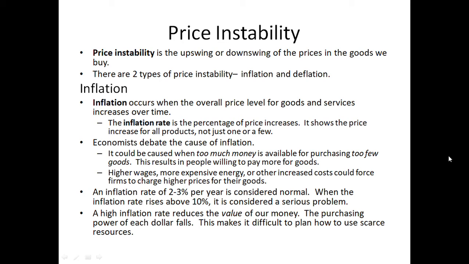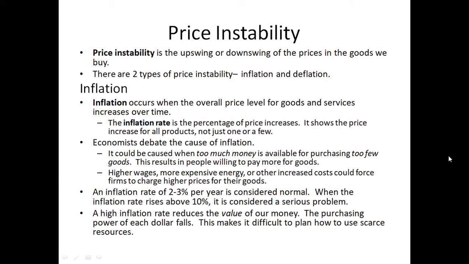Higher wages, more expensive energy, or other increased costs could force firms to charge higher prices for their goods also. So if we have other things happening in our economy, like more expensive energy and other increased costs, that could cause inflation too, because the prices are going to have to go up because the owners of the businesses have to increase their prices.